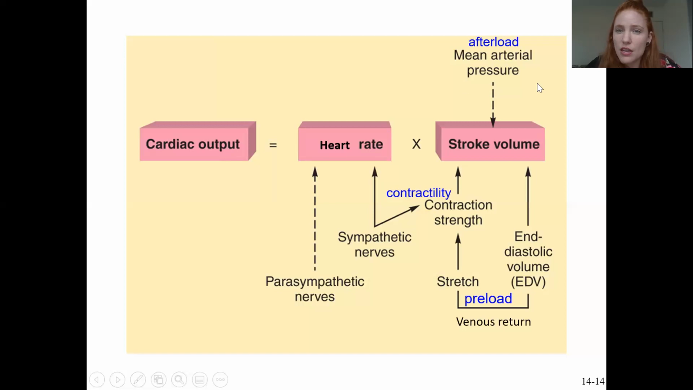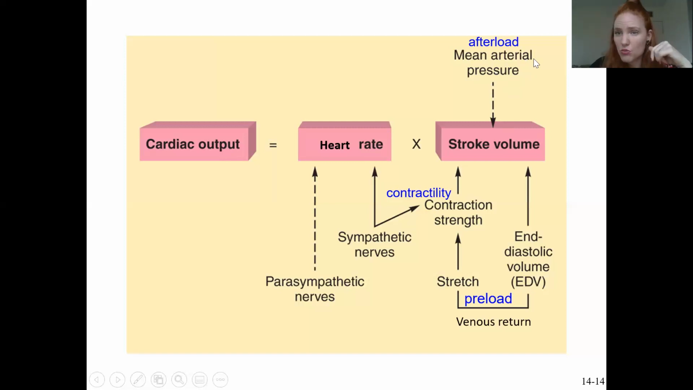Now, the afterload. So for example, if you have high blood pressure, which would increase the resistance to leave the heart because the thing that's causing blood to flow is moving from a high pressure to a lower pressure. And if the pressures are closer together, it makes it harder to leave. And so that high blood pressure, that's going to increase afterload. And see this dotted line? It has a negative effect.